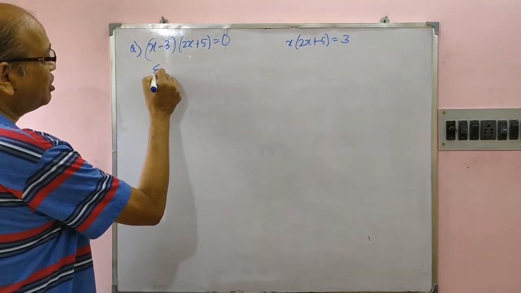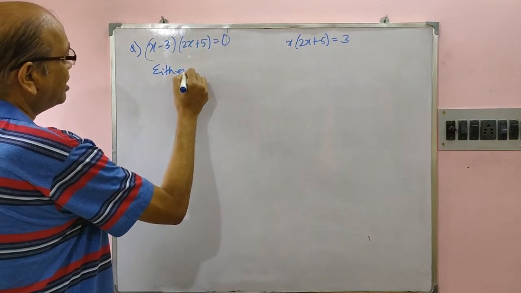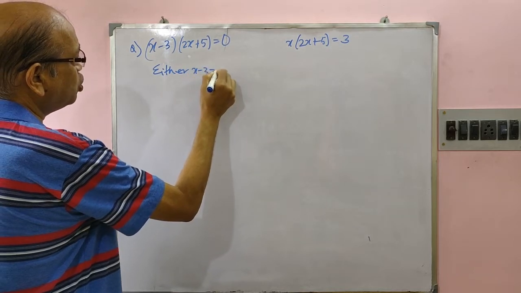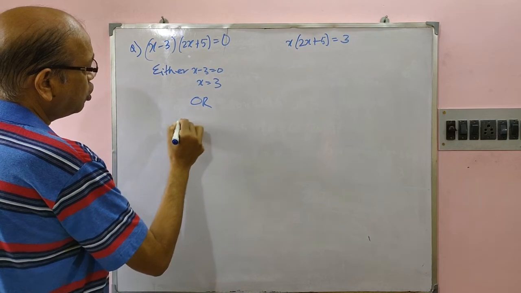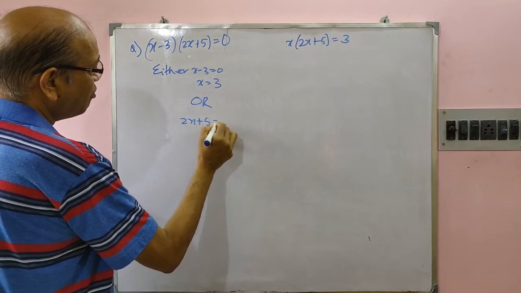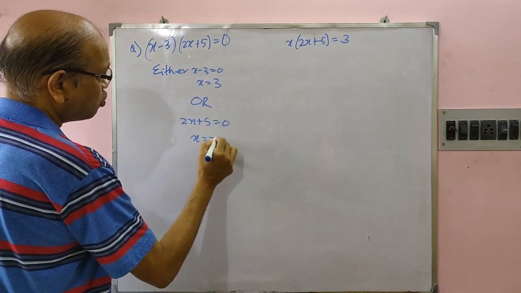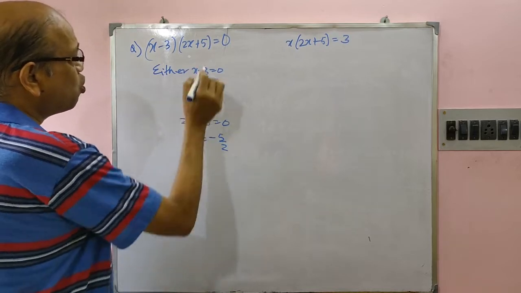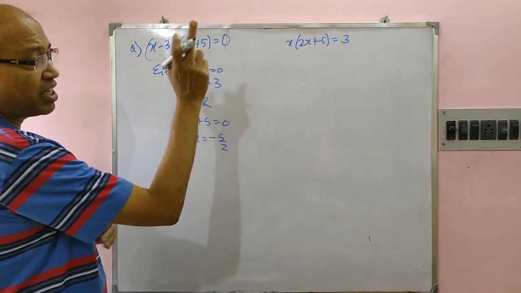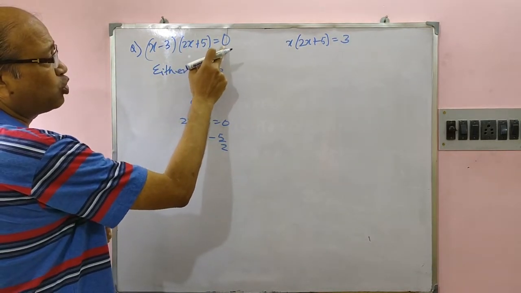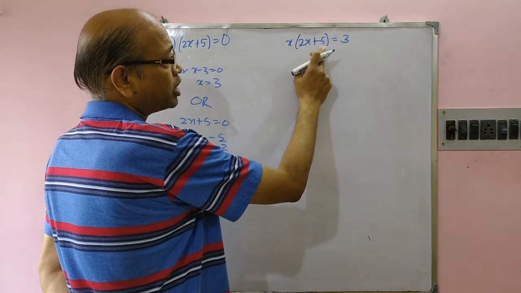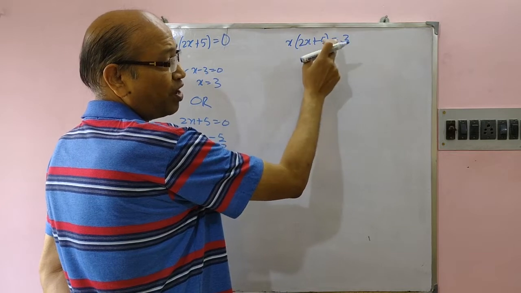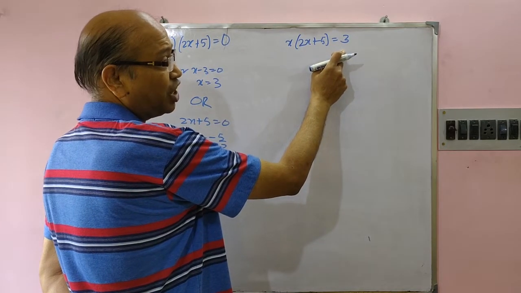Like we say here, either x minus 3 equals 0, therefore x equals 3, or 2x plus 5 equals 0, x equals minus 5 by 2. Only because quadratic equation I said is always equal to 0. Here x is not equal to 3 or 2x plus 5 is not equal to 3. We have to make this into a quadratic equation.